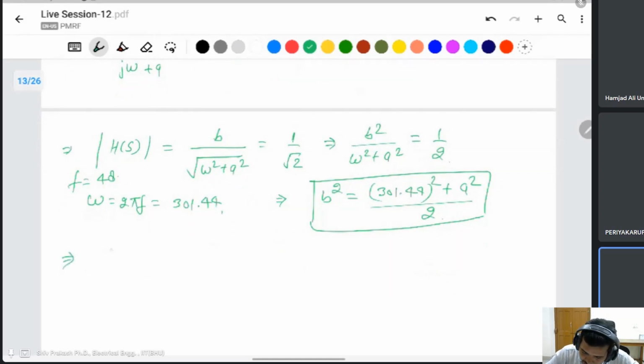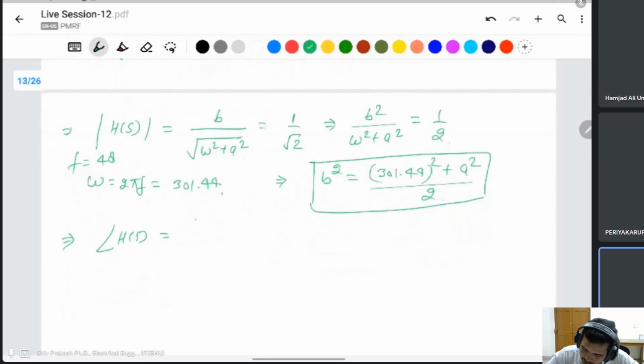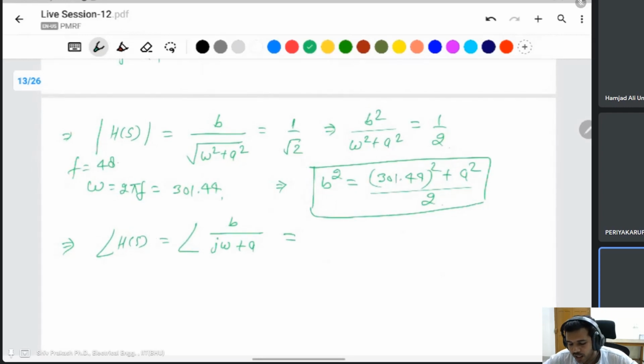Then the second one is the angle of HS. What is the angle of this one? Angle of B divided by j omega plus A. Angle of B is 0. You know about the angle of A plus jB. Angle of this one is tan inverse of imaginary divided by real value.